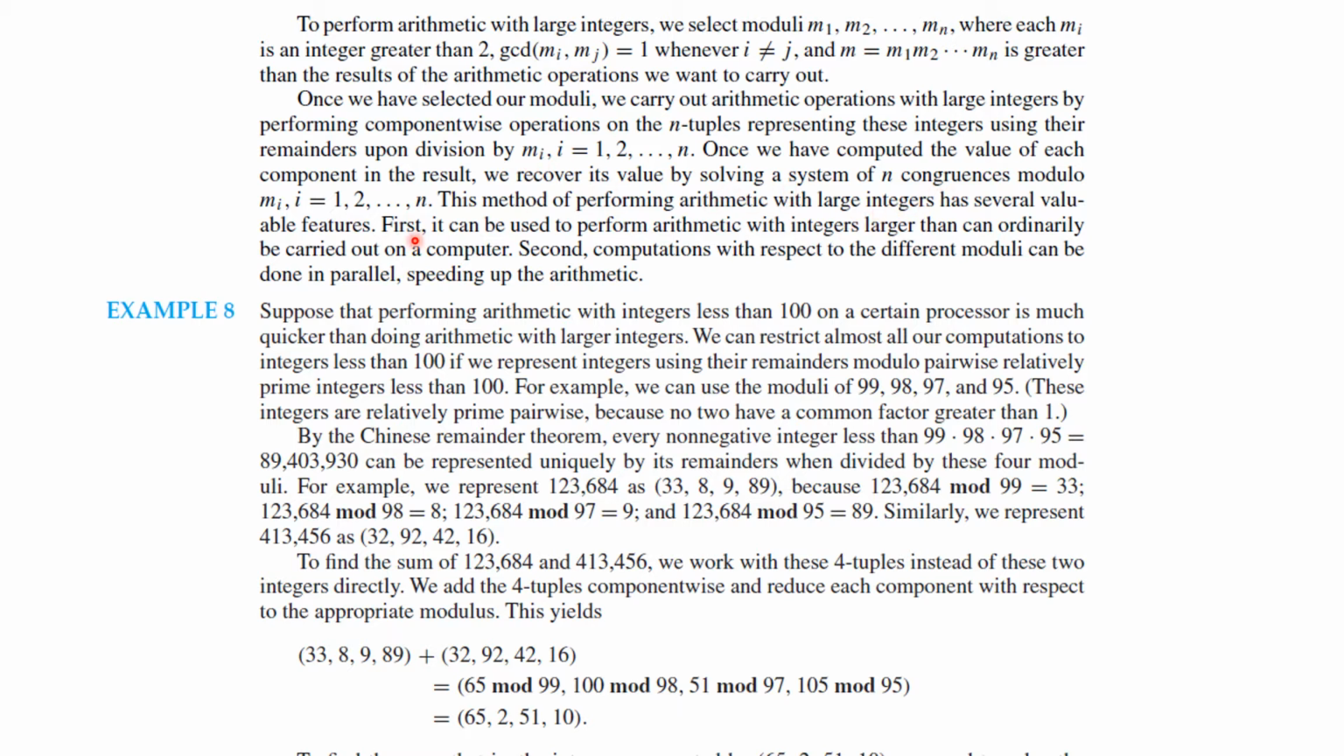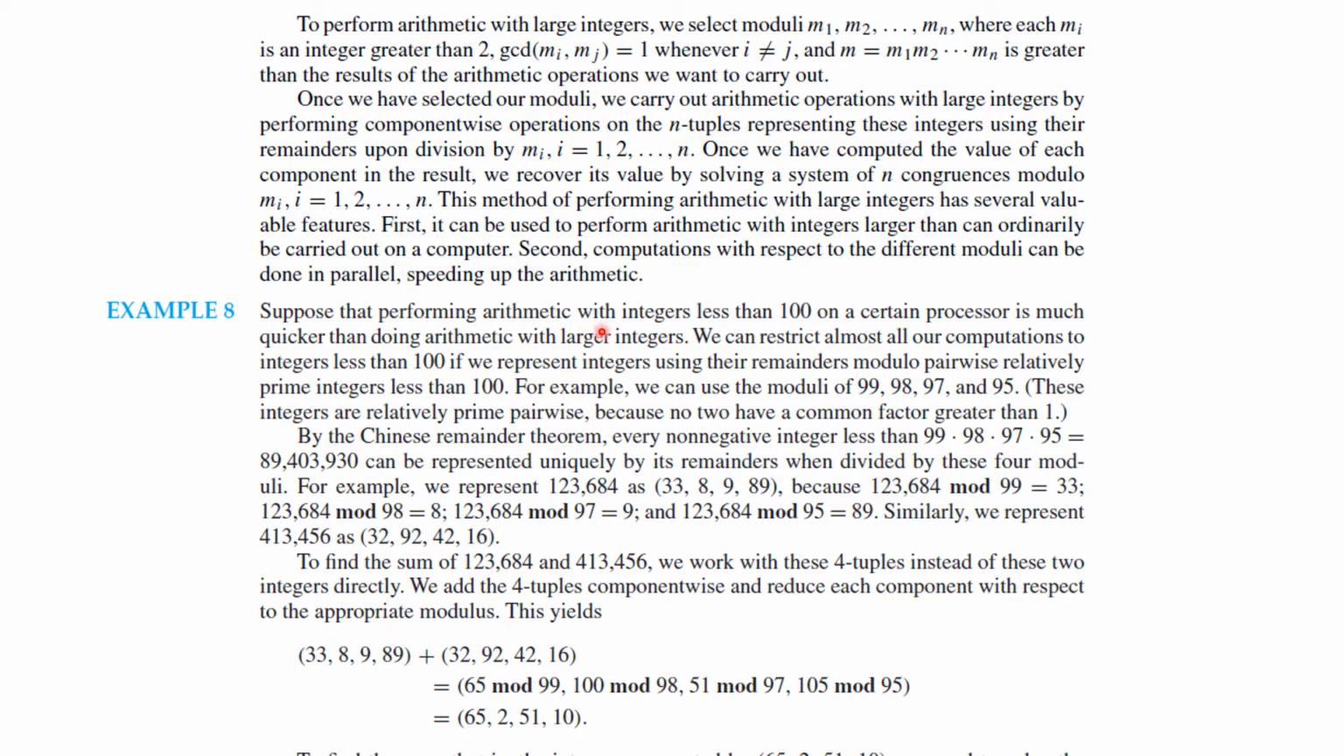Once we have computed the values of each component, we recover its value by solving a system of n congruences modulo mi. This method of performing arithmetic with large numbers has several valuable features. First, it can be used to perform arithmetic with integers larger than ordinarily can be carried out on a computer. Secondly, computations with respect to the different moduli can be done in parallel, speeding up the arithmetic. So let's look at an example.